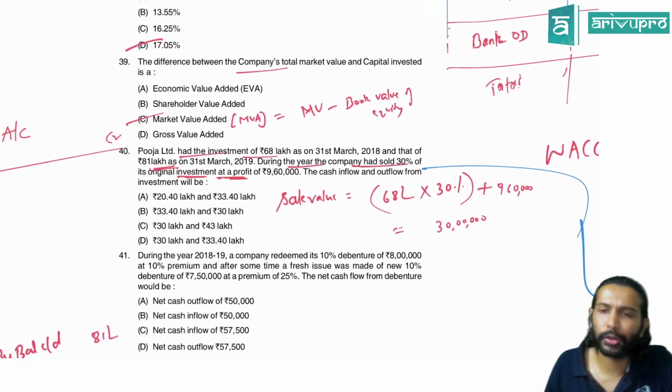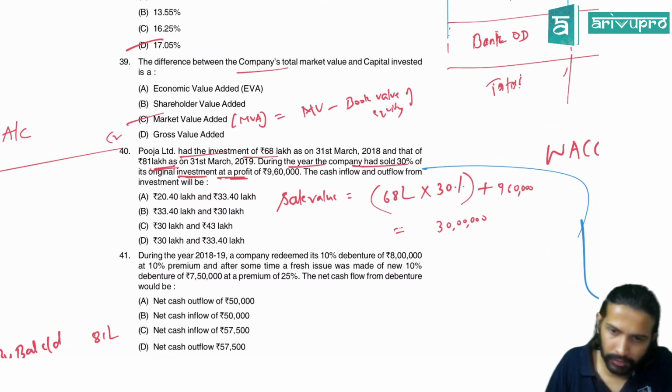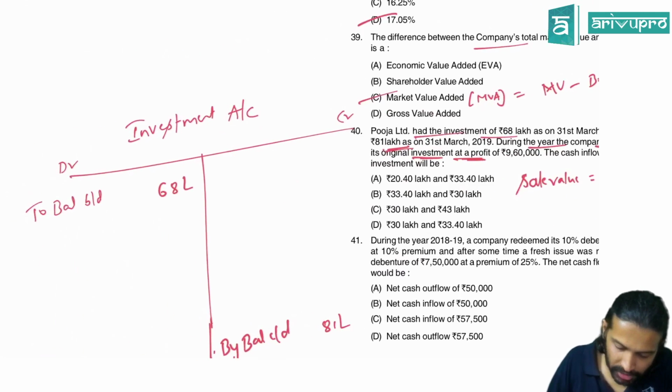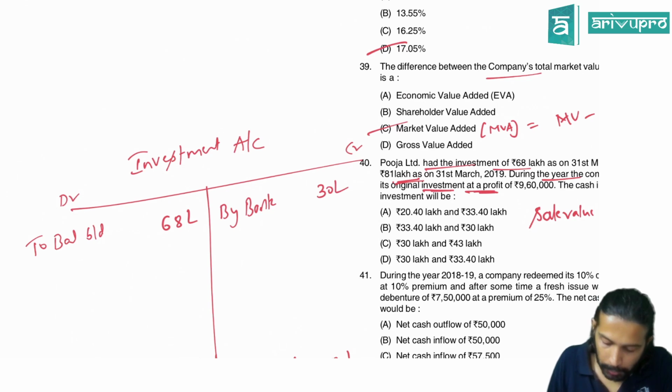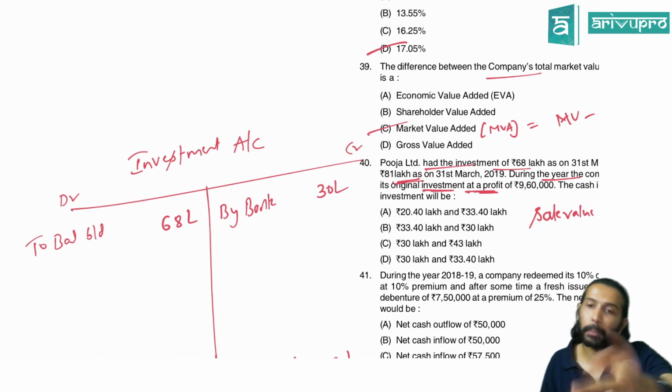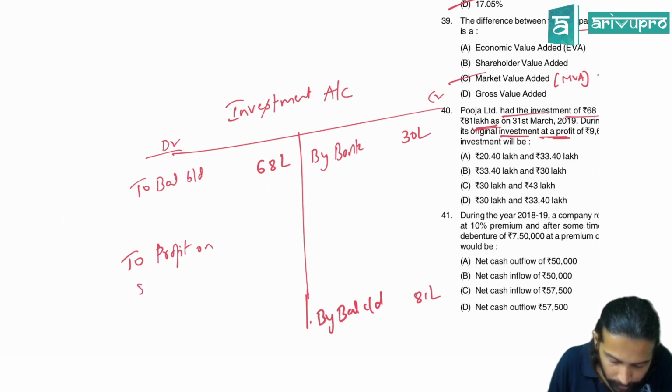So what is the journal entry for sale of investment? Bank account debit to investment account. So that means in my investment account, what will I write? By bank account, which is 30 lakhs. But when I sold this investment, I have made a profit. Where does loss or profit on sale of investment come? The debit side. We have already proved this. Why we show it also, I have told you. To profit on sale of investment.